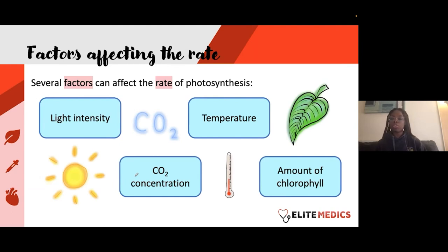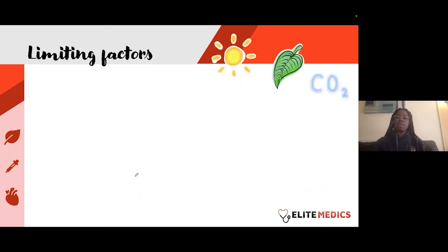And also the amount of chlorophyll will affect the rate. So the more chlorophyll you have, the more availability you have for the reaction to take place, the faster the reaction will take place. So those are the factors that affect it. And we're going to look at what a limiting factor is.